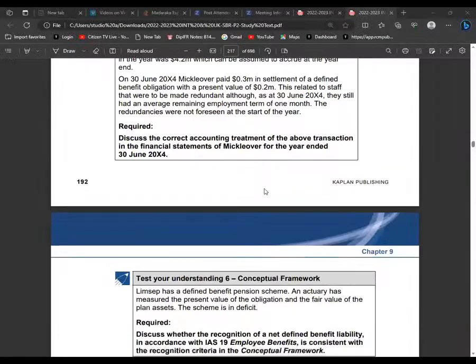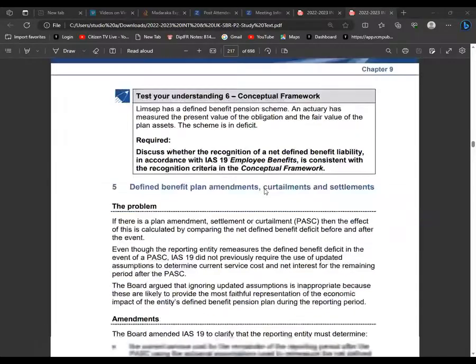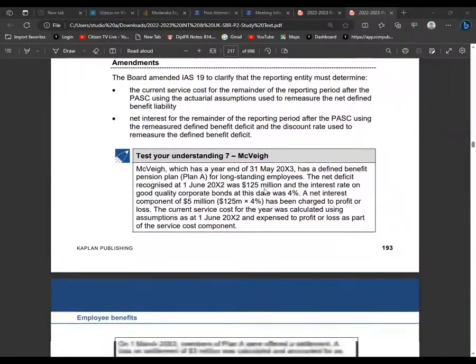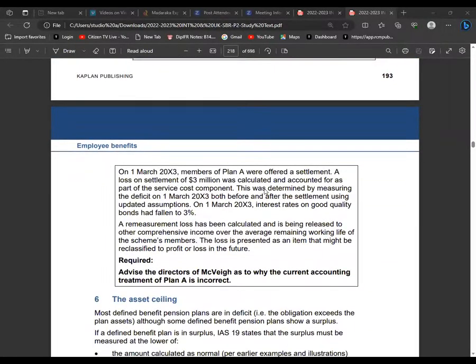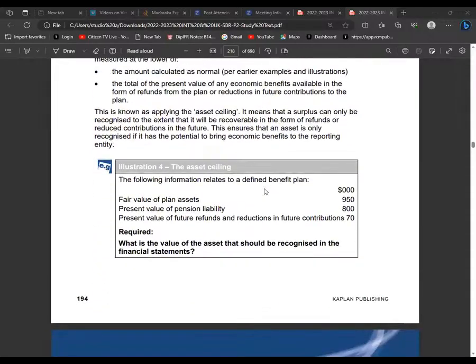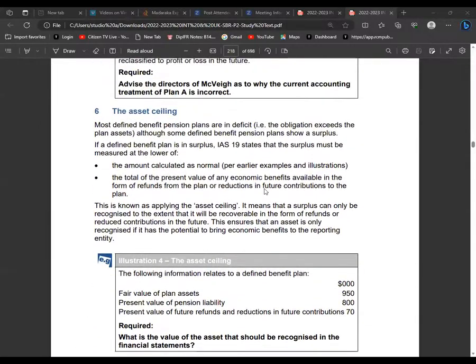Now, ladies and gentlemen, from there, we go to something very important, what we are calling the asset ceiling. The asset ceiling. Very, very important. Remember, ordinarily, pension schemes are normally troubled schemes. Many organizations, including governments globally, are struggling with pensioners. It will always be, in most cases, a pension net. The net has to be an obligation.